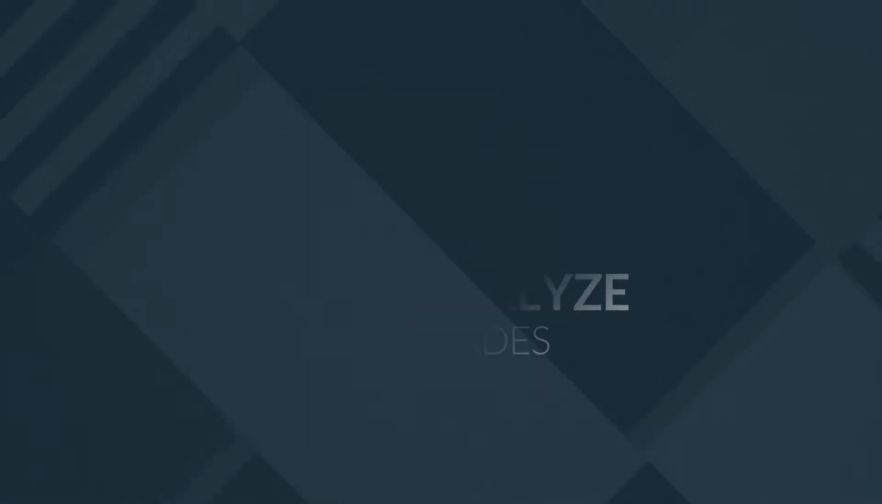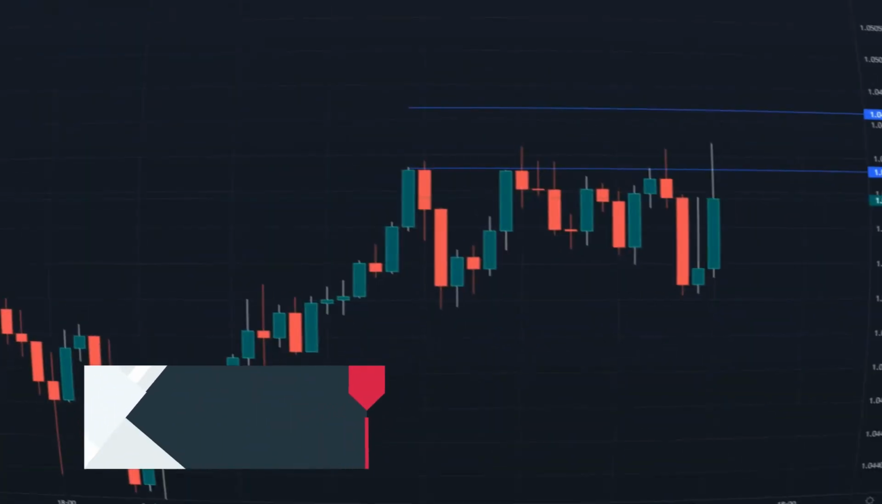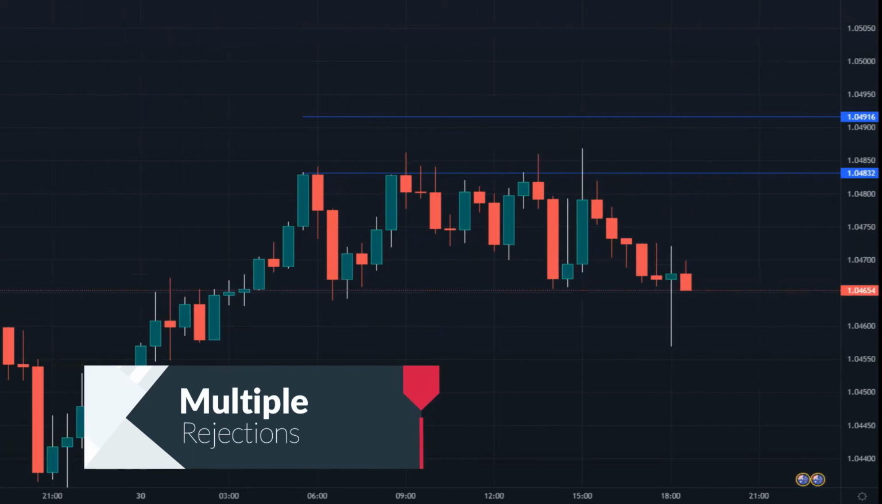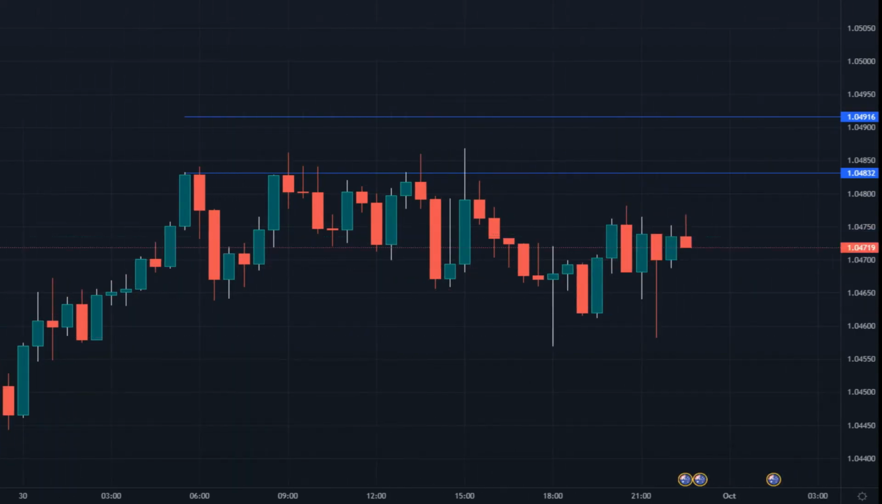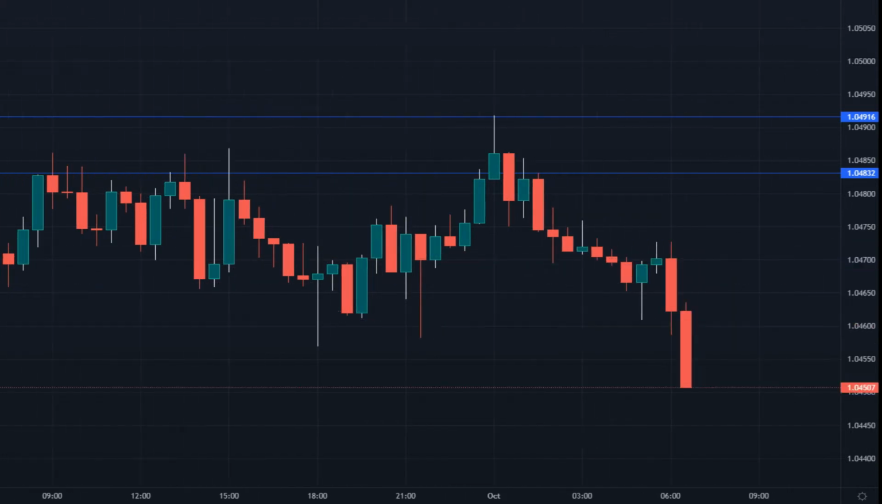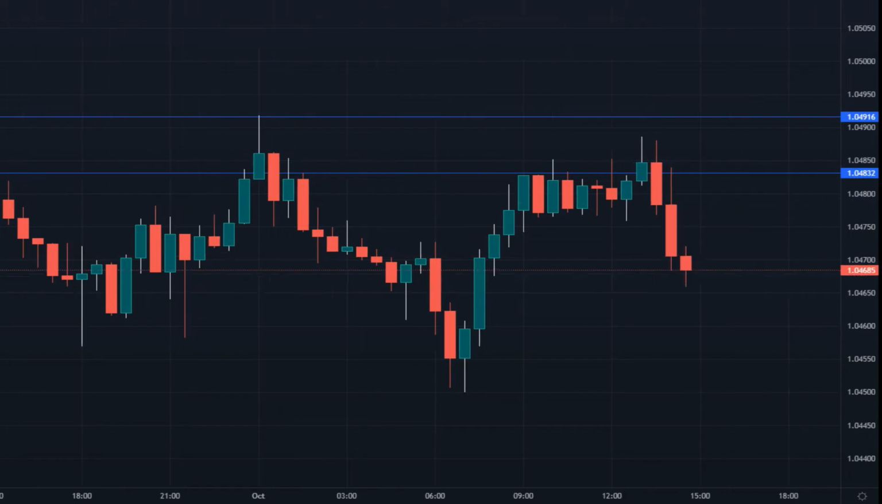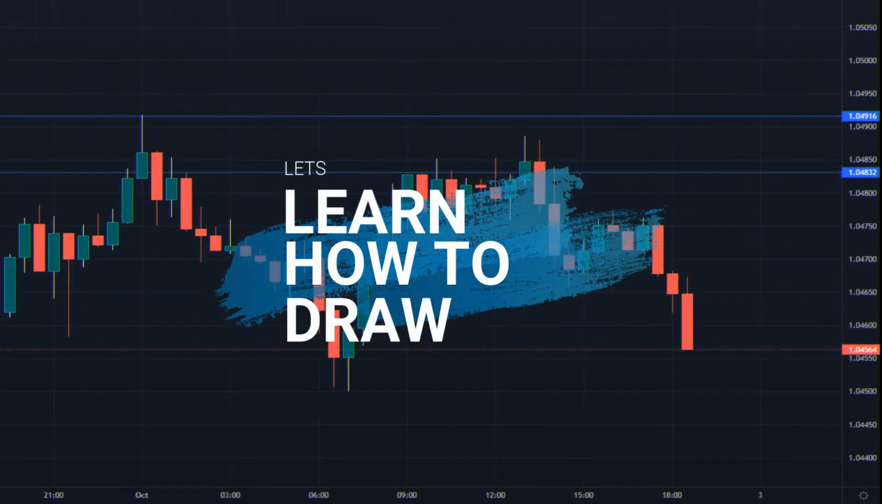Now let's analyze the trade entry using our selection criteria. Our first scenario is multiple rejections. As you can see, price came back to this resistance area and then went down, which allowed us to catch multiple trade opportunities. Let's learn how to draw these areas.